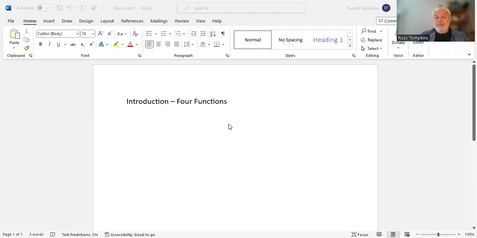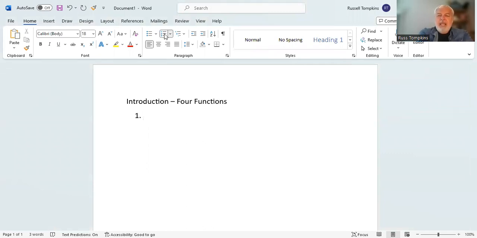I'm again going to be sharing my screen with you. And when I share the screen, I'm going to be looking at a document that I've prepared. And this document starts with the introduction. There are 4 functions of any introduction that you should begin with. So let's go ahead and begin with these. I'm going to label them number 1 through 4. And these are not necessarily in order. Some of them are, but some of them are not.